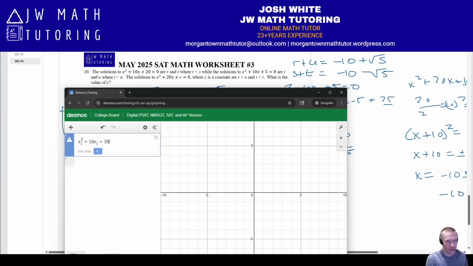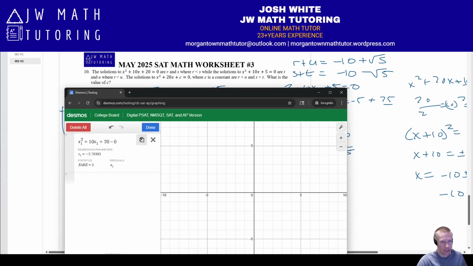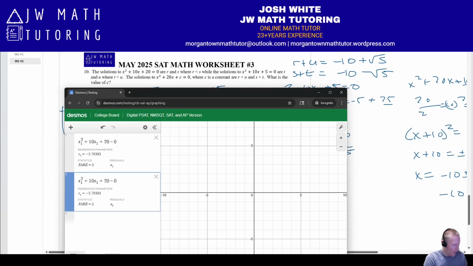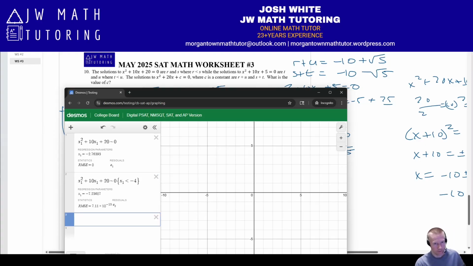So I'm going to take the first equation, do regression, and I get one answer here, and then I'm going to copy this. But what I'm going to do is set x1 to be less than that. Okay, so I have my two answers here, right?